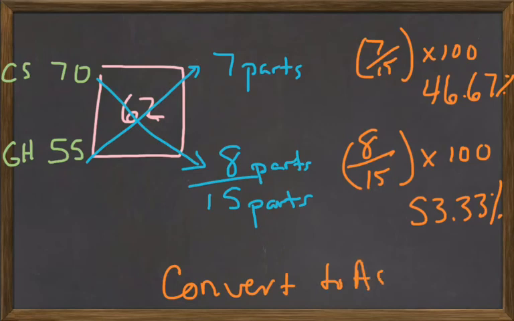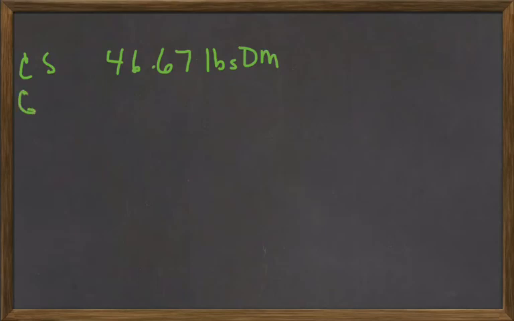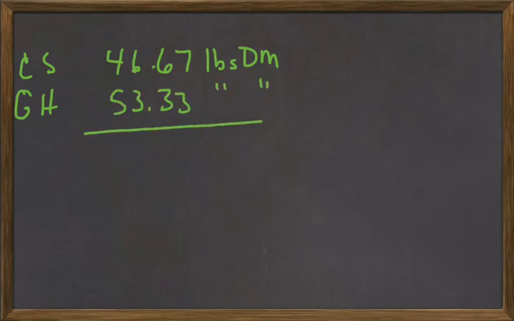The last step of this is we still have one more step, converting to an as-fed formula. So let me go ahead and bounce over to a new screen to walk you through this process. So if we have our corn silage, and that was 46.67%, or we could say pounds of dry matter. And we had our grass hay. Just so you guys know, it is hard to write on this iPad. My grass hay is 53.33 pounds of dry matter for 100 pounds of dry matter.